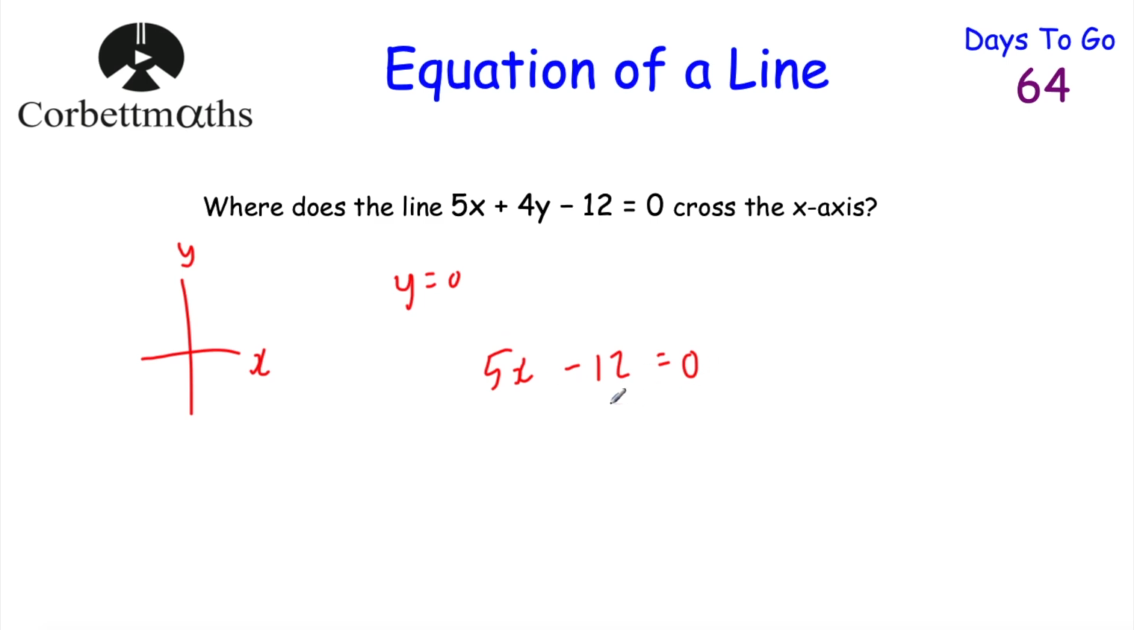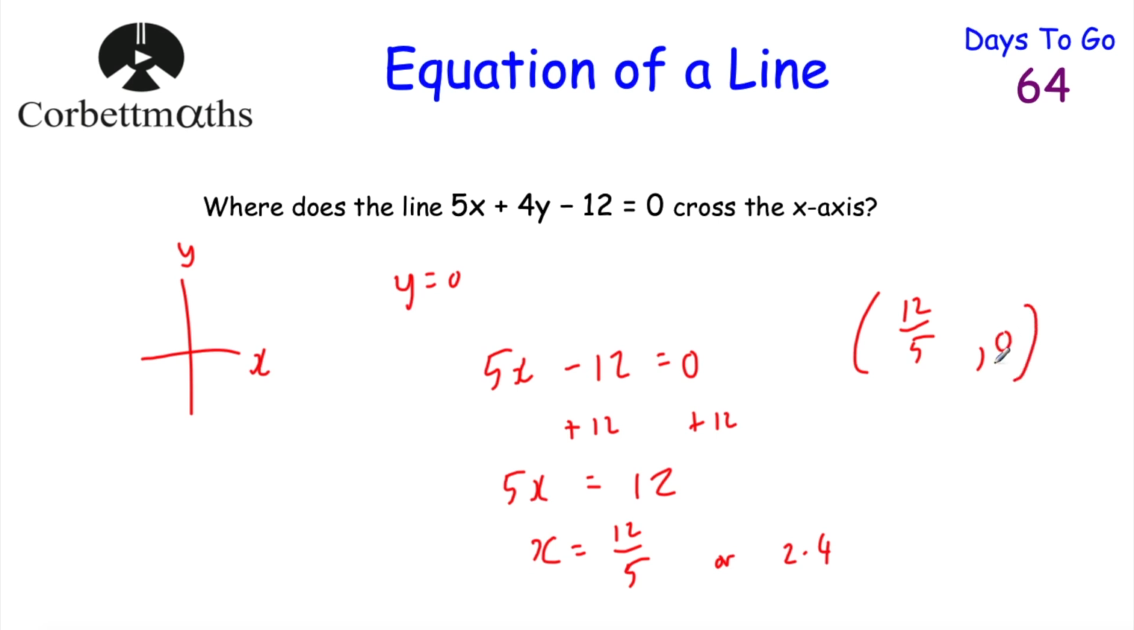And now you can just solve this equation. So if we add 12 to both sides, we get that 5x is equal to 12. And then if we divide by 5, you get x is equal to 12 over 5, or I suppose 2.4. So that means the graph crosses the x-axis at (12 over 5, 0), or I suppose (2.4, 0), whichever format you want to write it in, and that's it. So to find where a graph crosses the x-axis, you let y equal 0. To find where it crosses the y-axis, you let x equal 0. Okay, let's have a look at our next question.